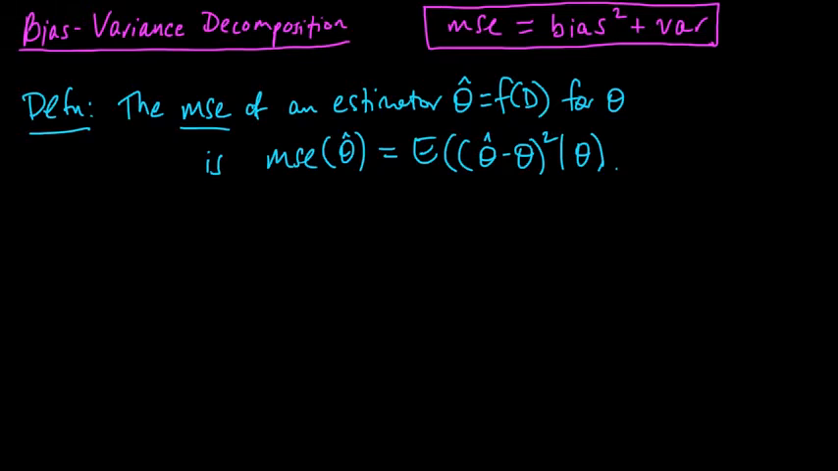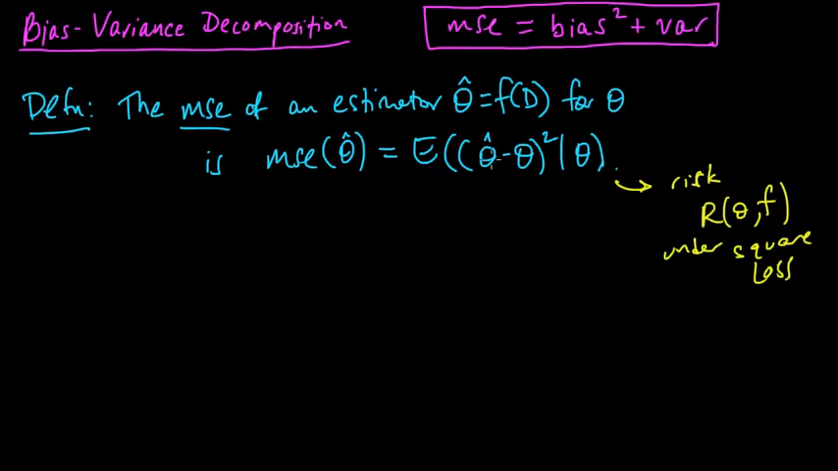So this you may recognize as just the risk R for the parameter theta and the decision rule F, or the estimator function F. And it's the risk under square loss, when the loss function is the square of the difference. So that's all the MSE is. It's the mean of the squared error. Natural enough.